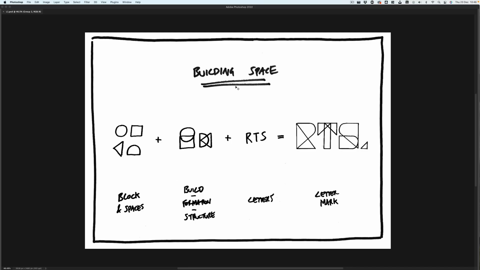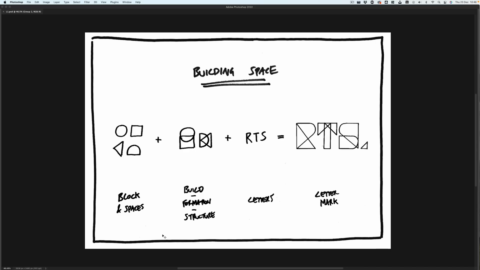So a technique that I always use to help a client or anyone really understand what a logo is about and help sell it is to use logo formulas. These are just visual formulas to show what goes into a logo. Here's an example of one of the logo formulas which I created for this. So here we go, really simple. We have blocks and spaces plus build formation structure plus the letters RTS equals a letter mark.